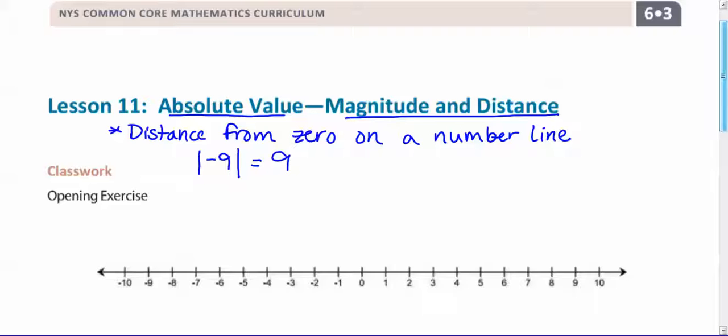So again, you would read this right here that I'm circling. The absolute value of -9 equals 9. And what that's saying is 9 units from 0 is -9, right? So another number also has an absolute value of 9. Can anyone tell me what other number would also have an absolute value of 9?